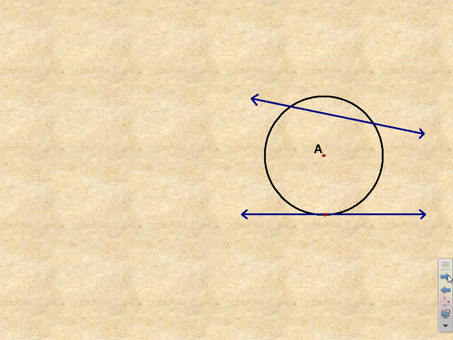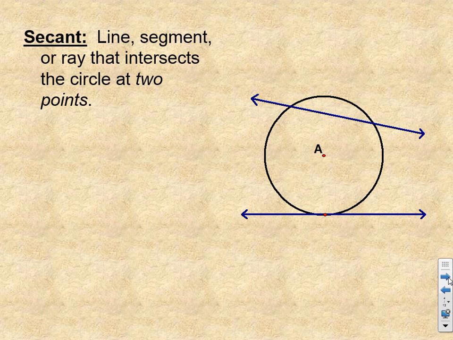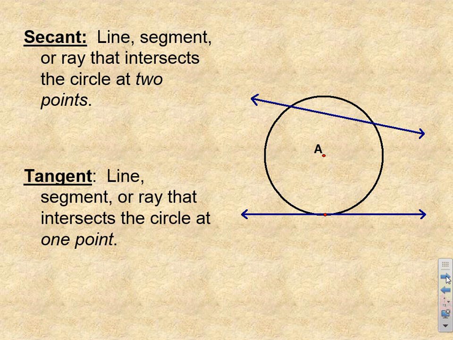Okay, now we're going to move on to a few newer definitions. They sound like trig functions, but they're not. We bring in what's called a secant or a tangent line. Okay, so a secant line is a line, a segment, or a ray that intersects our circle at 2 points. So you just need to understand that a secant hits the circle twice. Okay, so this top line here that I'm highlighting in red, that's the secant line because it's intersecting the circle twice.